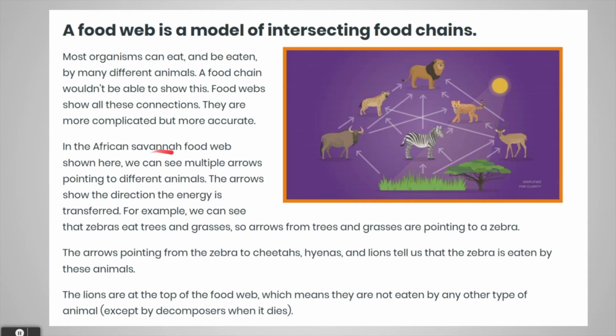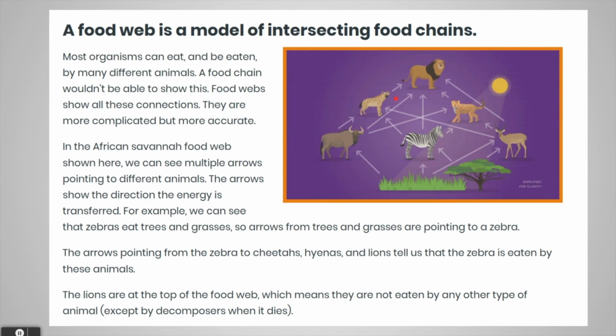In the African savanna food web shown here, we can see multiple arrows pointing to different animals. Let's take a look. We see that the grass and the trees are at the bottom, but we have an arrow pointing up to a zebra. We also see that the energy from the grass and the trees is also being passed on to a gazelle and a yak. But then if we move on to the next level, we see that these three animals transfer their energy to two different animals, like a cheetah.